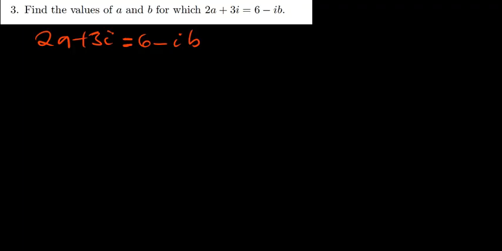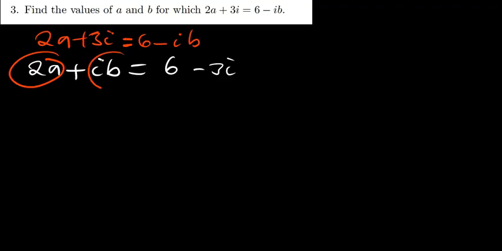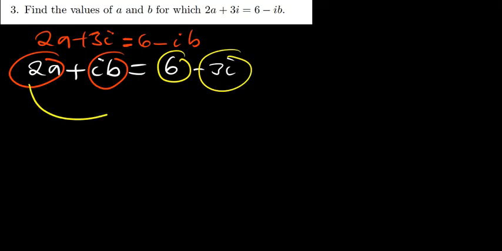What we need to understand is that the parts which have a and b are supposed to go to the same side. The part which doesn't have a and b should also go to the same side. So I'll shift ib to the other side. I'll have 2a plus ib to be equal to 6. If I shift 3i to the other side, it's going to be minus 3i. What does it mean? This is the real part and this is the imaginary. At the same time, this part is the real part and this is the imaginary part. So we equate the real part to each other, the imaginary part also to each other.